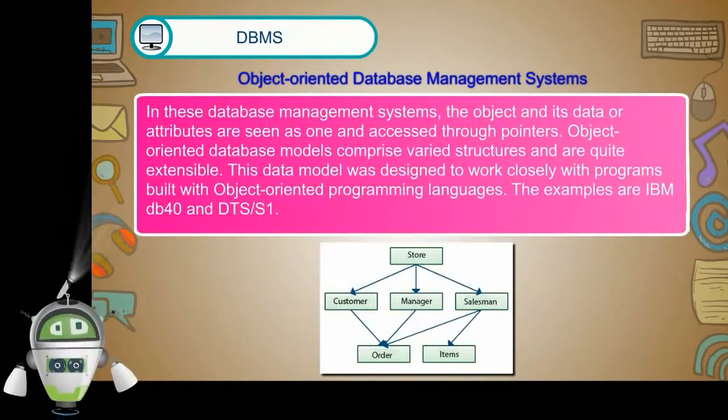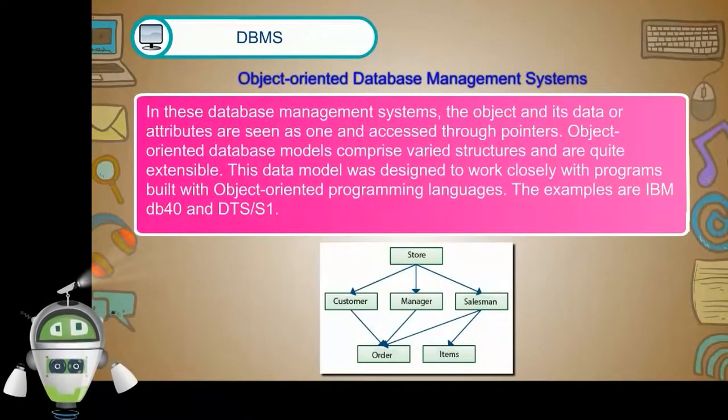Object-oriented database management systems. In these database management systems, the object and its data or attributes are seen as one and accessed through pointers. Object-oriented database models comprise varied structures and are quite extensible. This data model was designed to work closely with programs built with object-oriented programming languages. The examples are IBM DB40 and DTS S1.